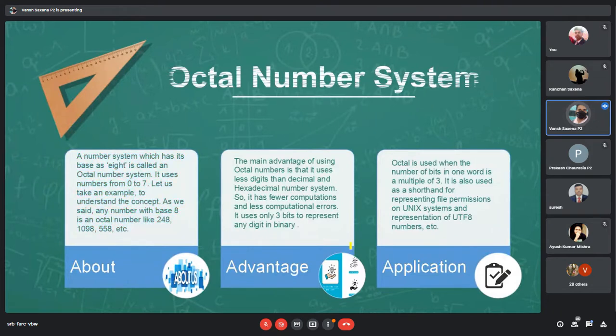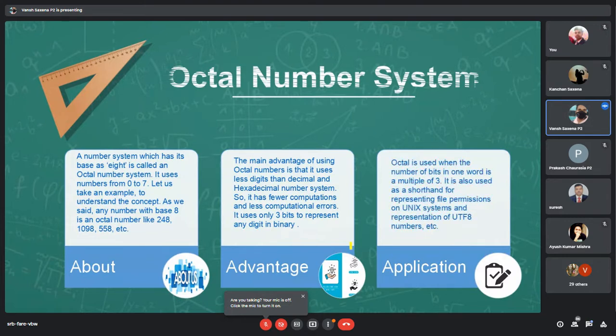Now the advantages of the octal number system. The main advantage of using the octal number system is that it uses fewer digits than the decimal and hexadecimal number systems, so it has fewer computations and lesser computational errors. It uses only 3 bits to represent any digit in binary. Octal is used when the number of bits in one word is a multiple of 3. It's used as a shorthand for representing file permissions on Unix systems and representation of UTF-8 numbers, etc.